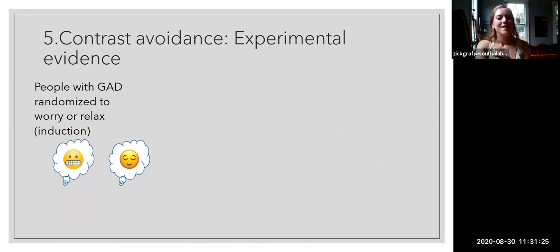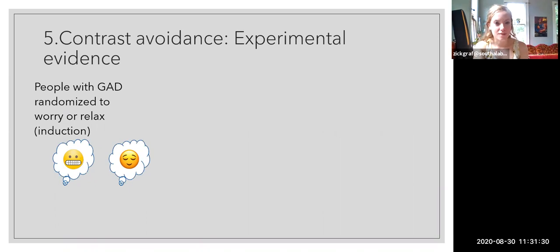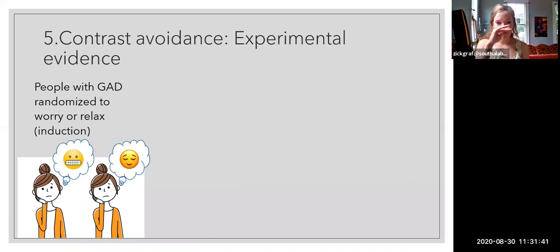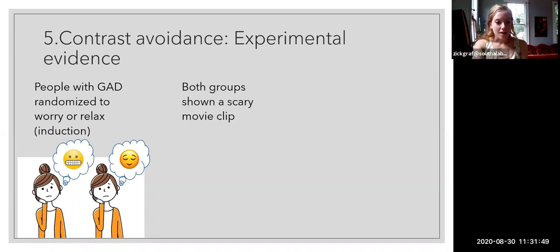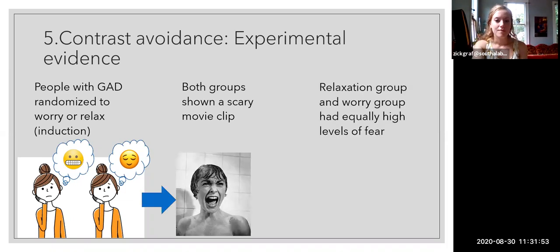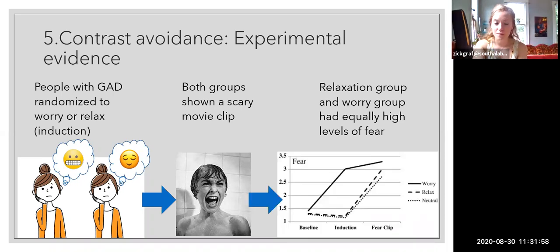So, this is an experimental demonstration of the principle of contrast avoidance. People with generalized anxiety disorder were randomized to either intentionally worry or to try to relax. And they did this for about 5 to 10 minutes before an experimental manipulation. Next, after either worrying or relaxing, both groups were shown a scary movie clip. And then both groups were asked to report their level of fear in response to the clip.